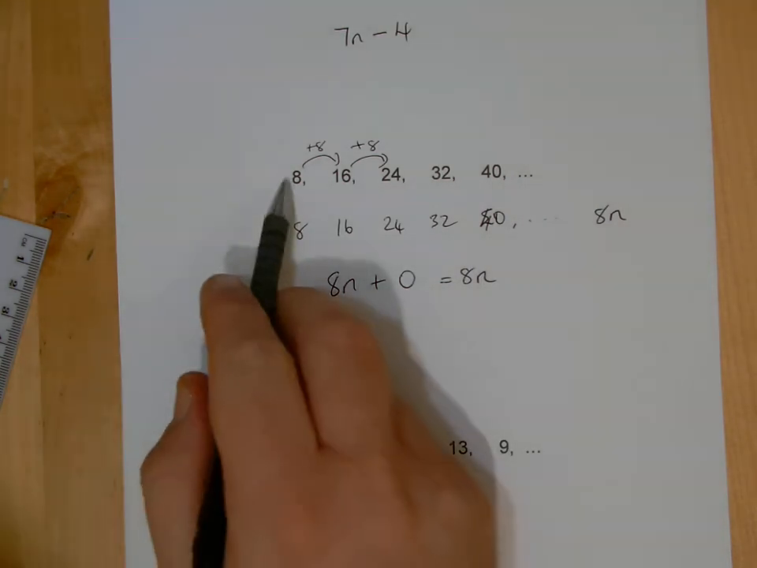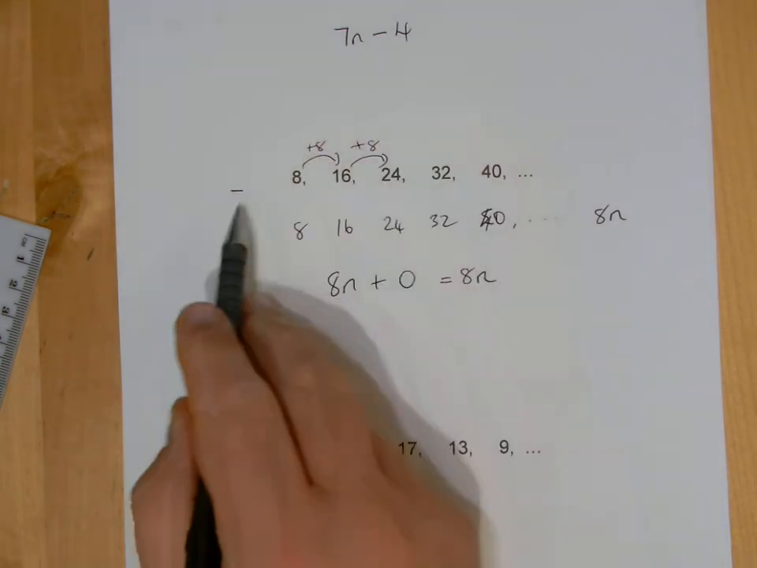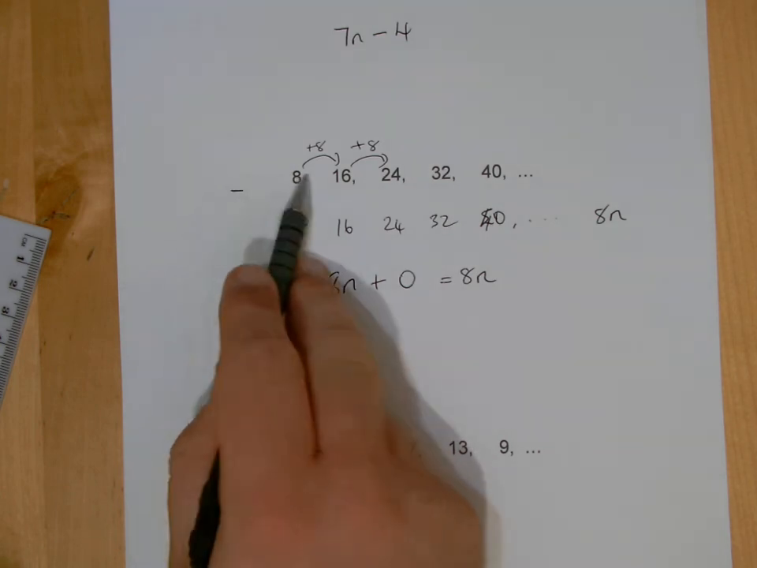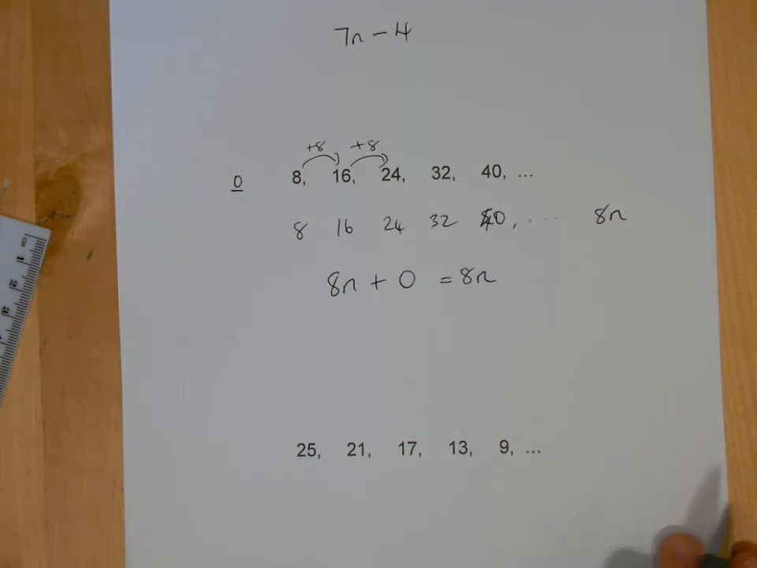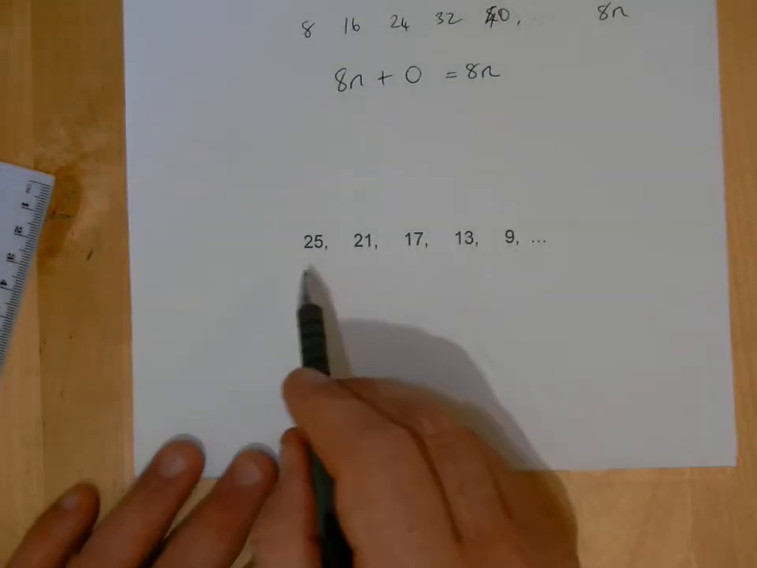And again, going back to our little trick, does it work? Well, just work out what that imaginary term would be. If I go back 8, I'll end up with 0. So it makes sense, doesn't it? Okay, now that sort of imaginary trick way is going to help us with this last one, right?